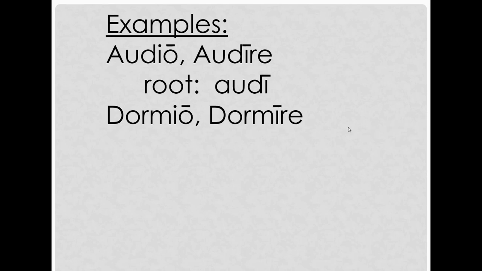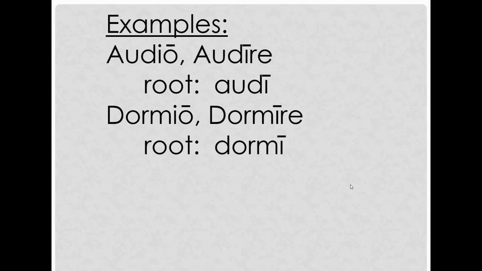Second example, do you know what dormio dormire means? This is a word we've had before. We get the derivative dormitory from it, okay? Or dormant, like a volcano. The root, we know it's fourth conjugation because it ends in IRE. We find the root by cutting off the RE, which gives us dormi, okay?